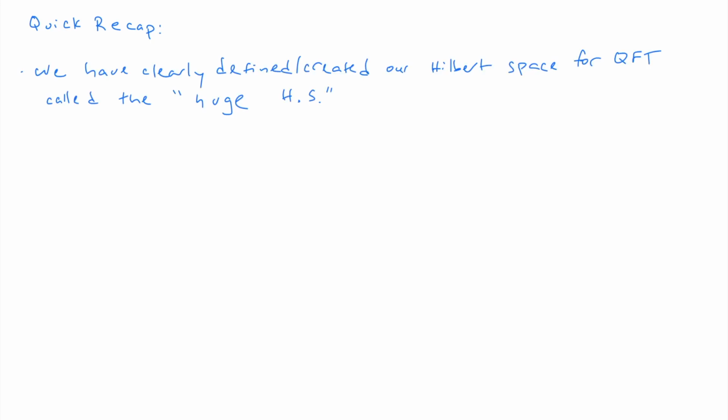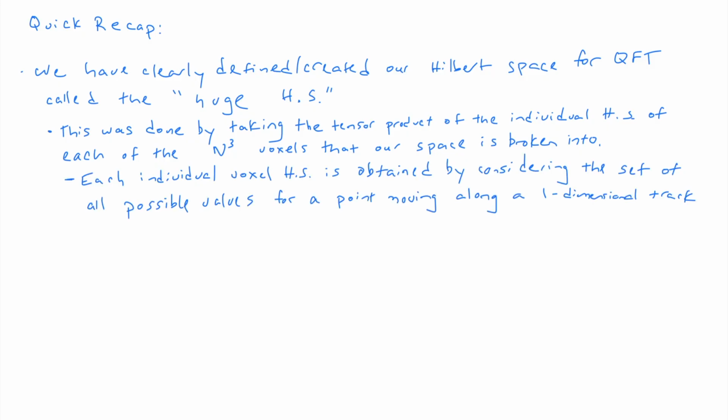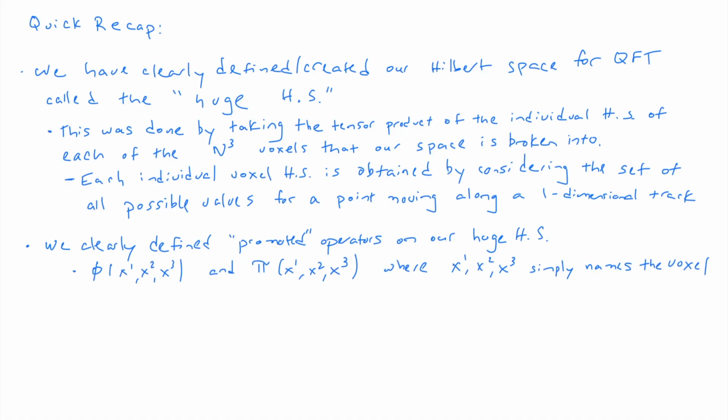Just to quickly recap on what we've done so far, we have clearly defined and created our Hilbert space in the previous lectures for quantum field theory, which we call the quote-unquote huge Hilbert space. Remember that this was done by taking the tensor product of the individual Hilbert spaces of each of the n to the third voxels that our space was broken into. Each individual voxel Hilbert space is obtained by considering the set of all possible values for a point moving along a one-dimensional track. We clearly defined quote-unquote promoted operators on our huge Hilbert space.